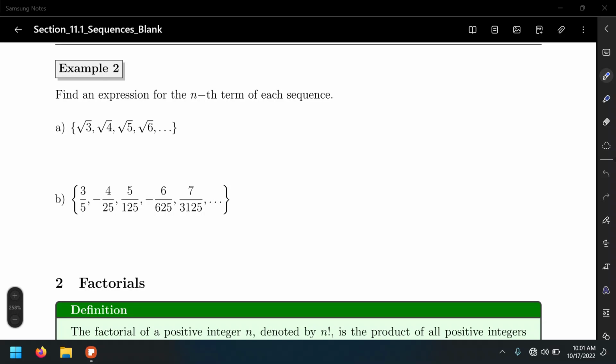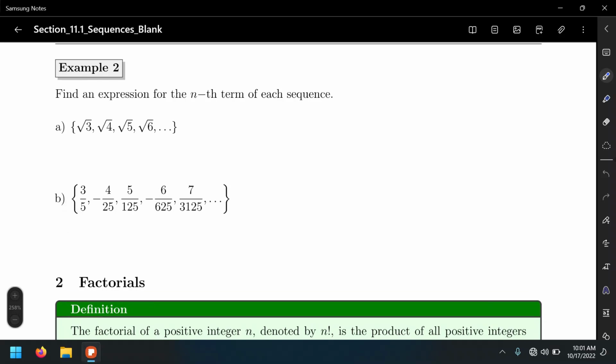All right, so what do we have here? Well, the square root of 3, square root of 4, square root of 5, square root of 6, etc. So in this case, we have a bunch of terms, and we need to determine our general rule. The general rule is the expression that gives these terms.